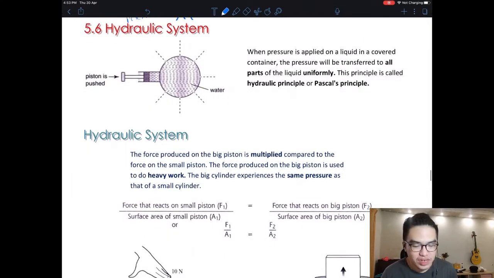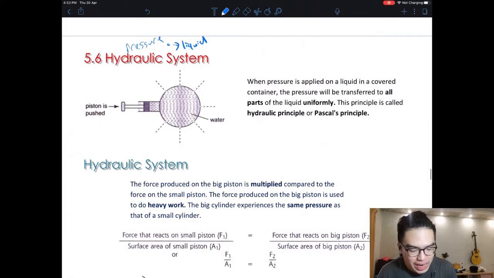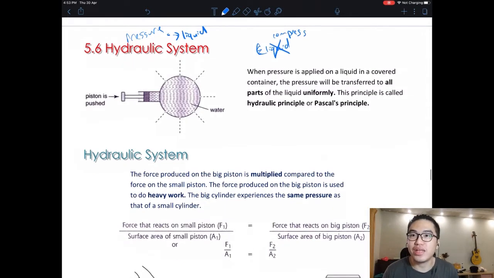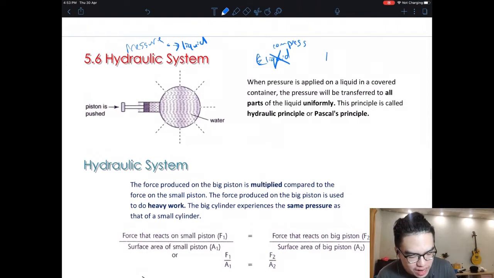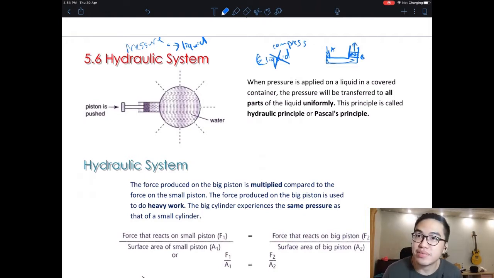Think of it this way. Liquid cannot be compressed. When you press liquid, the force has to go somewhere. This is what we mean by hydraulic. Let's say you have a system like this. This is a simple hydraulic system. Let's say I press on piston A, all the force will go to piston B because liquid cannot compress. This is basically how hydraulic works.